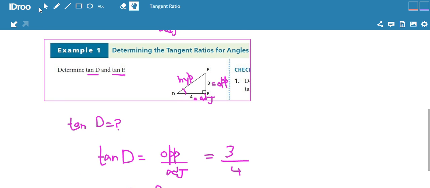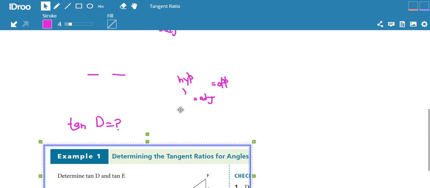Now we're gonna find tangent F, and move this question to the bottom.